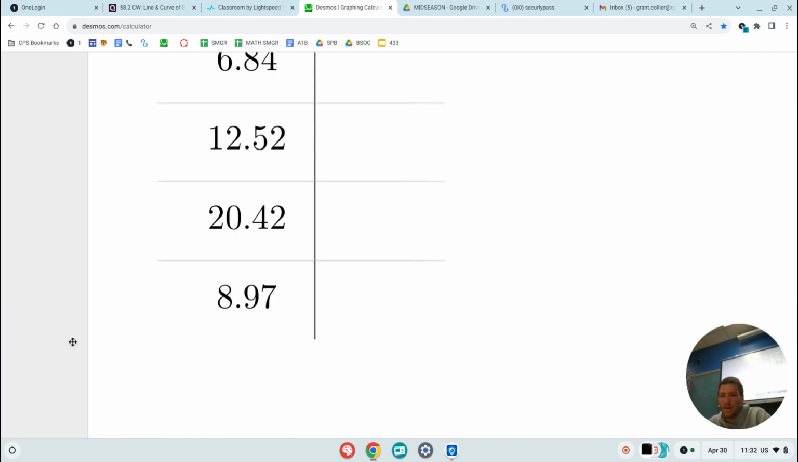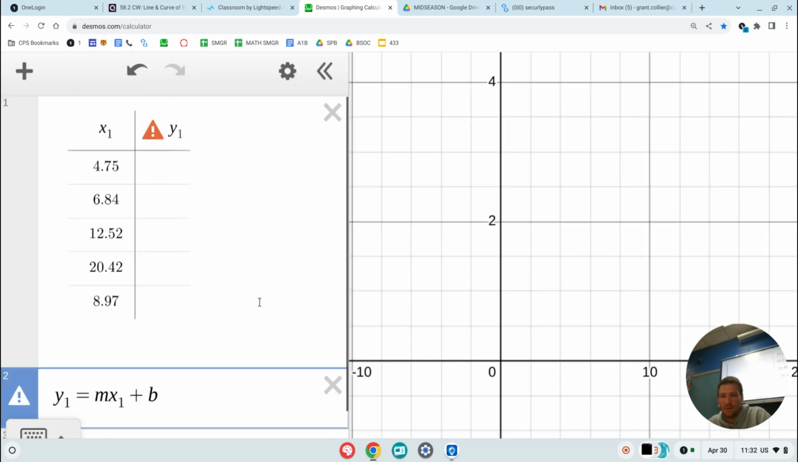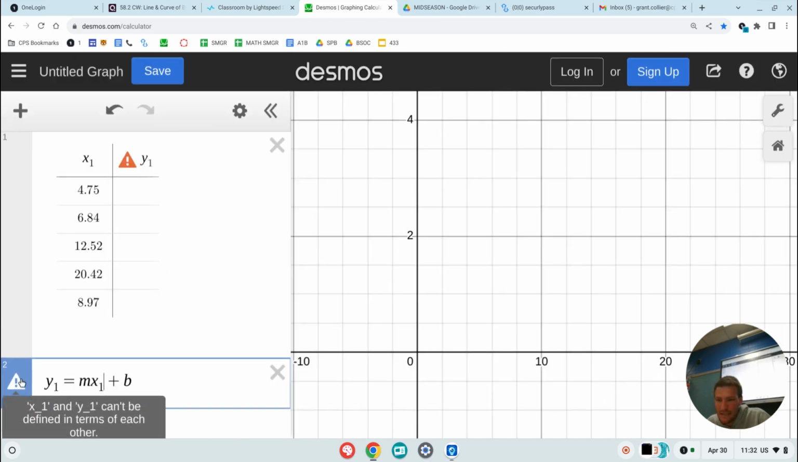Scroll down. Oh, I don't know what's happening. I'm trying to zoom in for you guys, but it's not working. Here's what's going on. Desmos says x1 and y1 can't be defined. Okay, that makes sense. Here's what's happening.